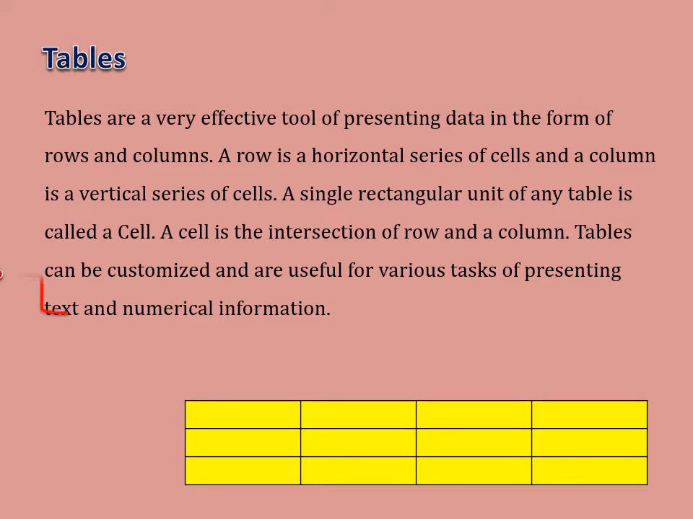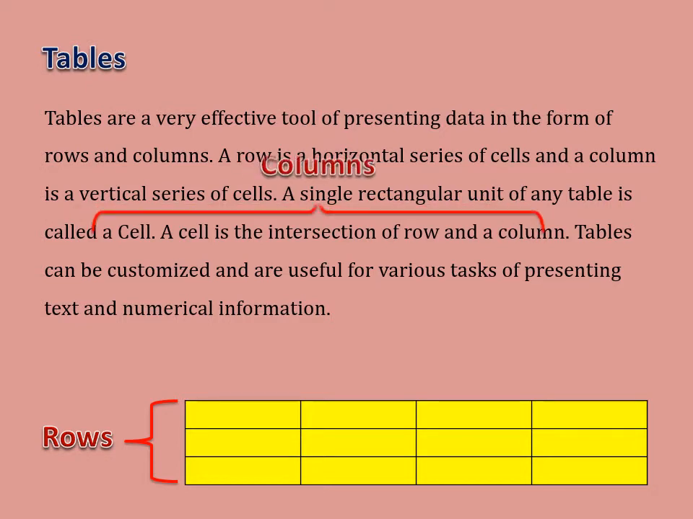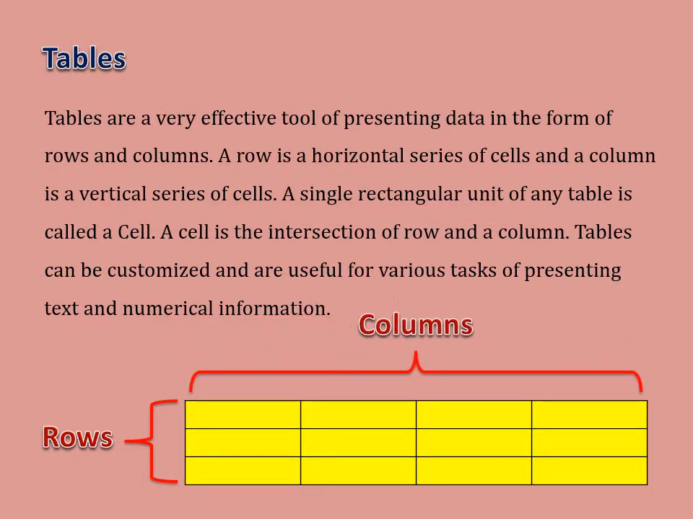A row is the horizontal series of cells and a column is a vertical series of cells. A rectangular unit of any table is called a cell. A cell is the intersection of a row and a column. Tables can be customized and are very useful for various tasks of presenting text and numerical information.